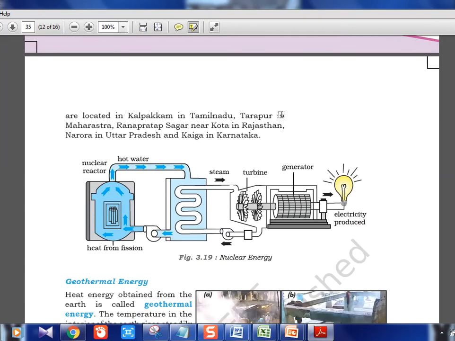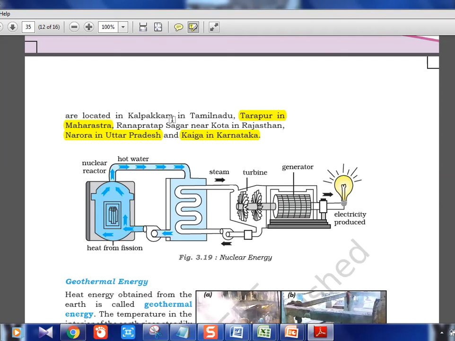Tarapur in Maharashtra, these kinds of things came in match the following about five years back. Tarapur in Maharashtra, Rana Pratap Sagar near Kota in Rajasthan, Narora in Uttar Pradesh, Kaiga in Karnataka. These four were exactly what I think UPSC picked up and asked. That is why NCERT becomes important. Please make a note of these kinds of names.